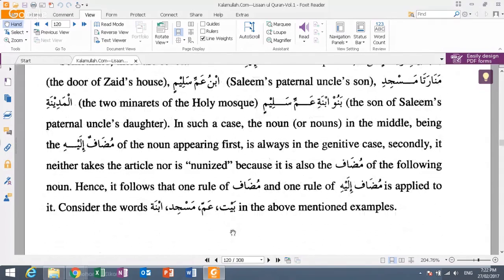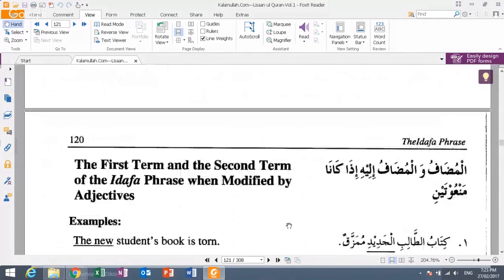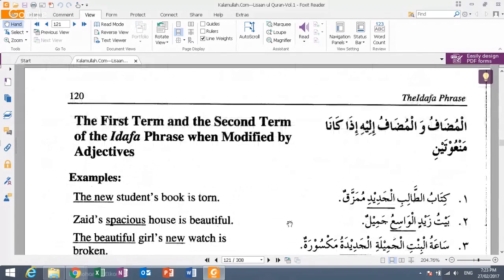Consider the words Bayt, Ammi, Masjid, and Ibnati. So see, we have to apply all the rules here. So this should be Bayti. Can't say Baytin. Can't say Ammin. Can't say Masjidin. Can't say Ibnatin. See? So we take the tanween off. Clear? So now when you read the Holy Quran, you can see, okay, I understand now. This is mudaf ilayh, this is the chain of idafa. Okay, so Maliki Yawmiddini. You understand now, isn't it?